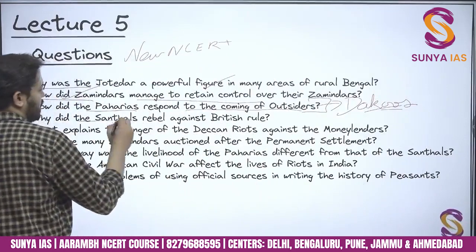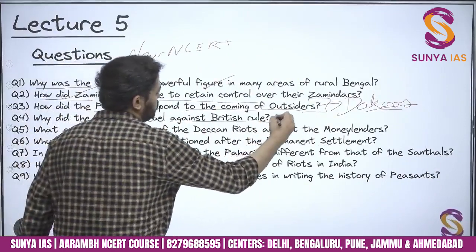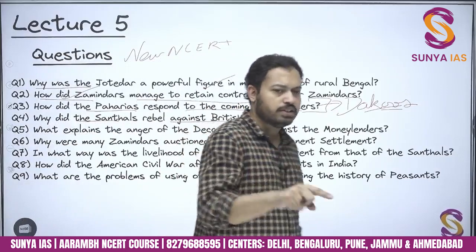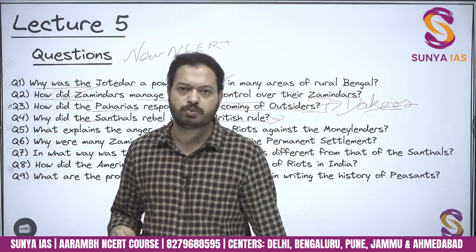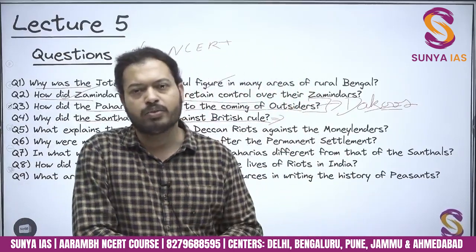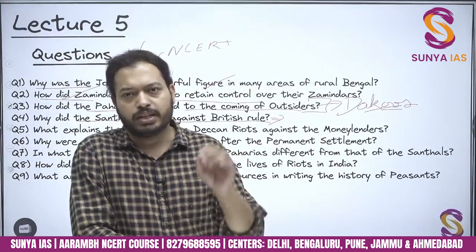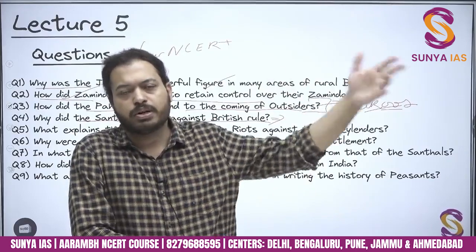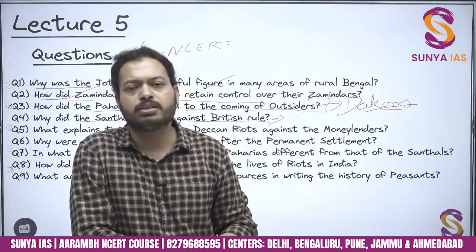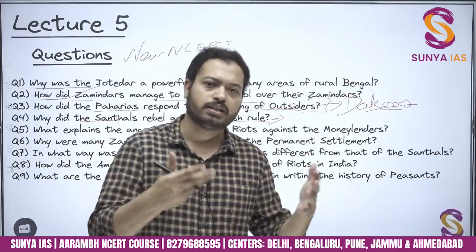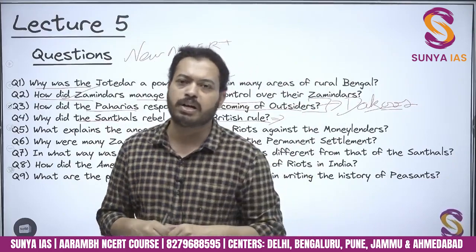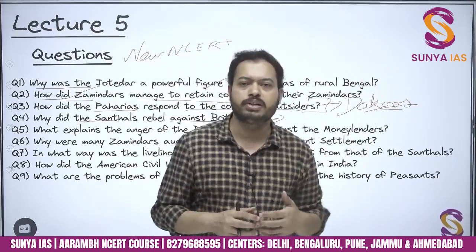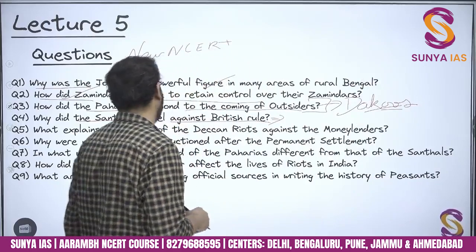Why did the Santhals rebel against the British rule? Because the Britishers had initially assured them that the Pahadiyas would not revolt against them, and the Pahadiyas were continuously irritating or harassing the Santhals, and then the British revenue demand was also getting increased. The major reason was the British revenue demand, which increased beyond a point in the 1830s when they rebelled initially.